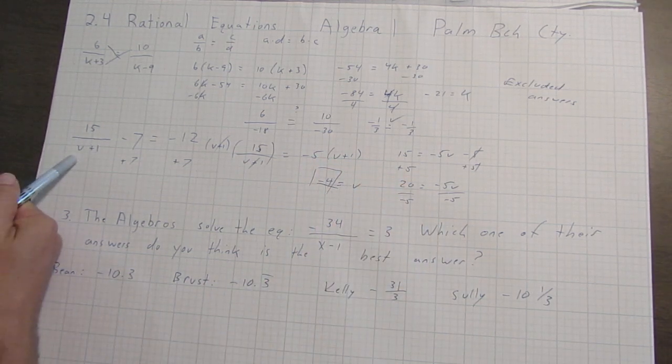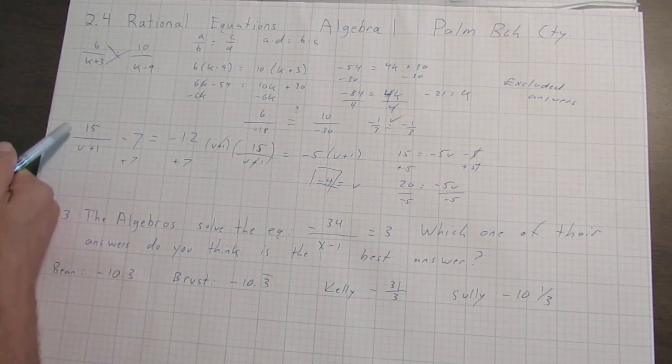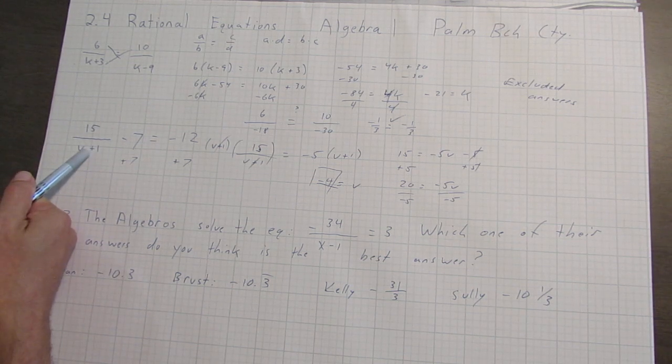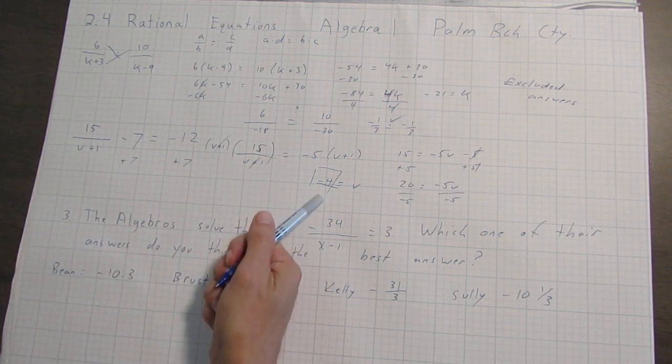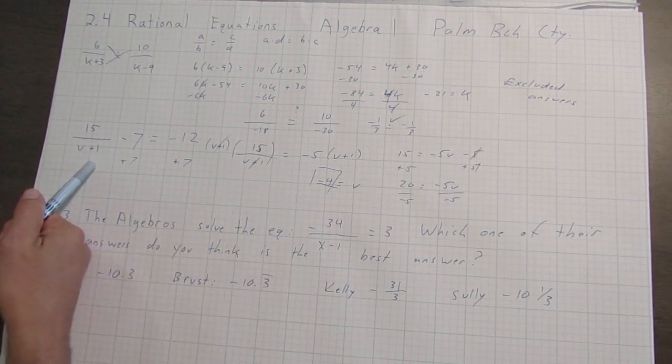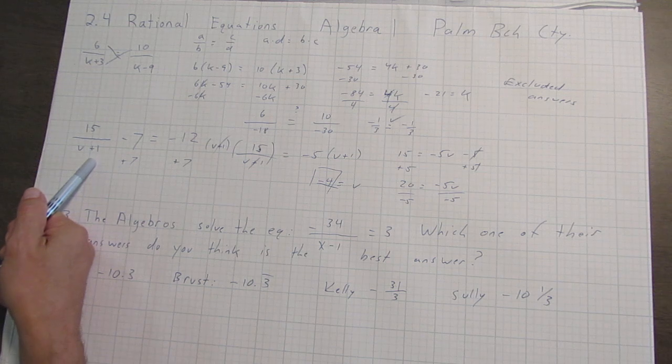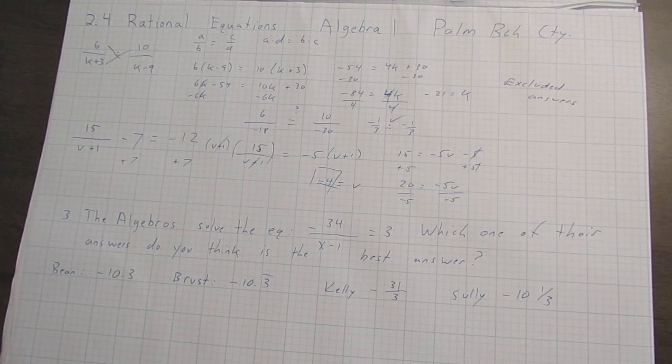So if I put that back in, negative 4 plus 1 is negative 3. 15 divided by negative 3 is negative 5. Minus 7 is negative 12. So negative 4 is a solution. It doesn't make this denominator 0. Negative 4 plus 1 is negative 3. That's fine. The only one we want to exclude is 0.